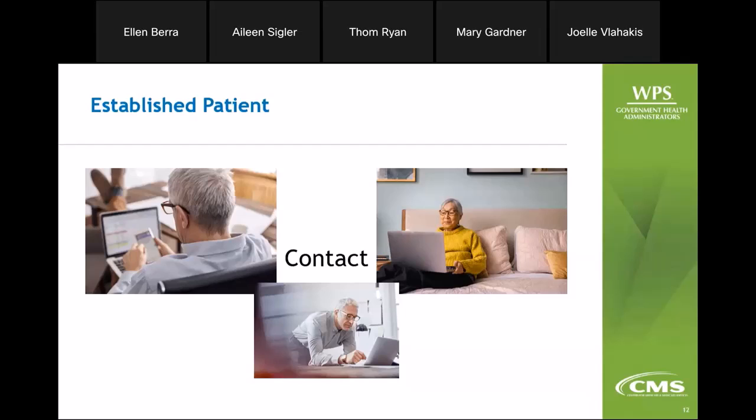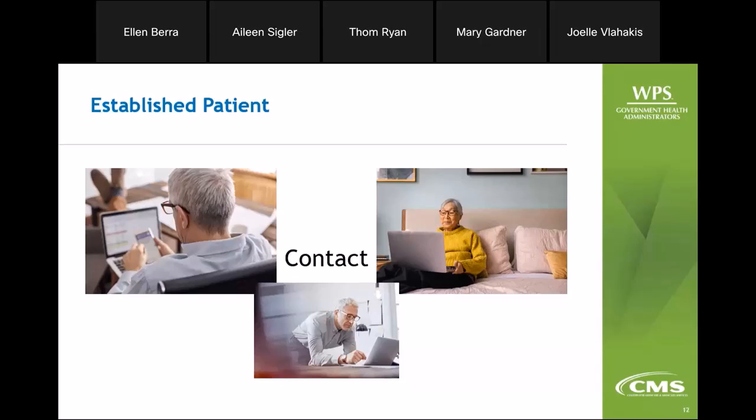And one more question. Can you have both CCM and PCM at the same time? Same month, but not same day. A single provider cannot do both.